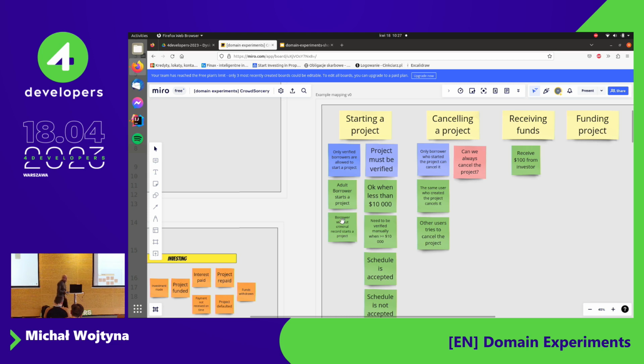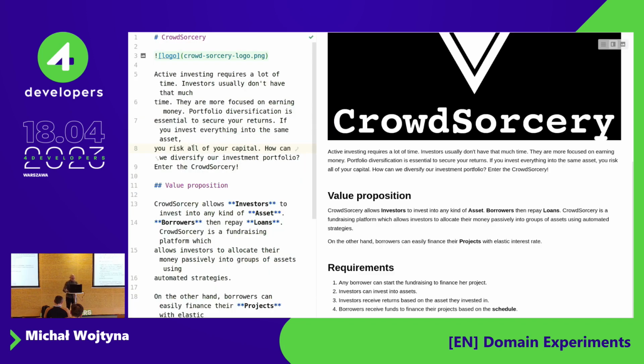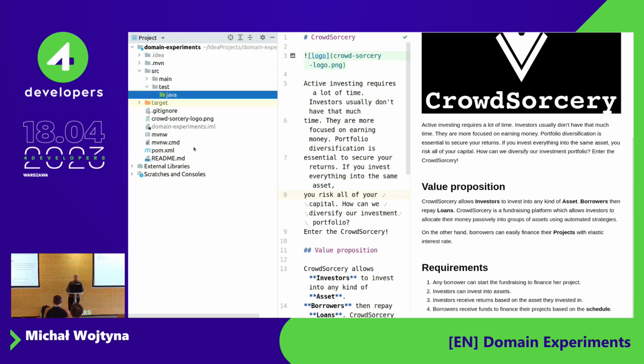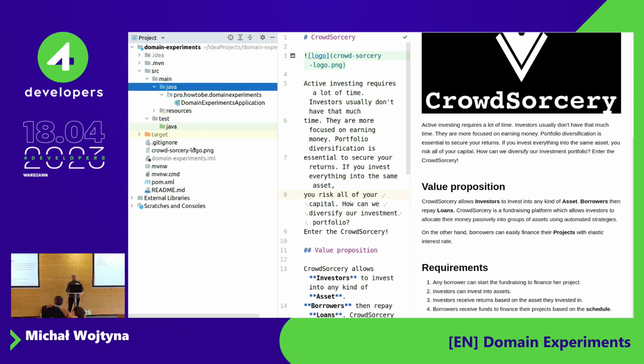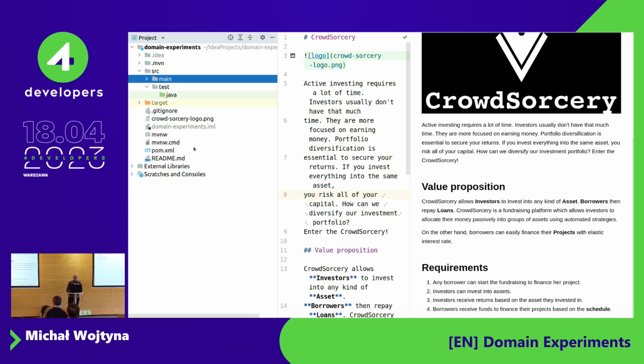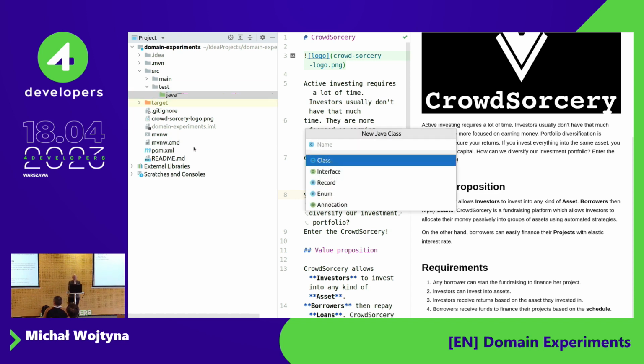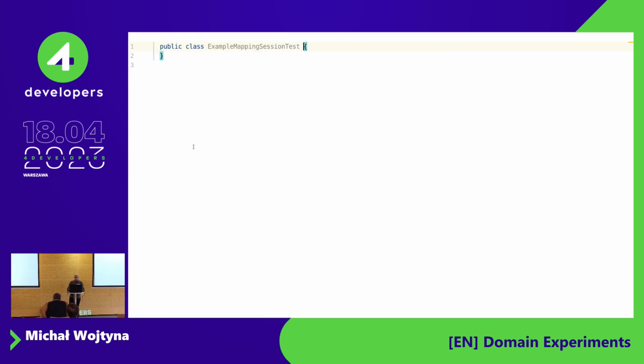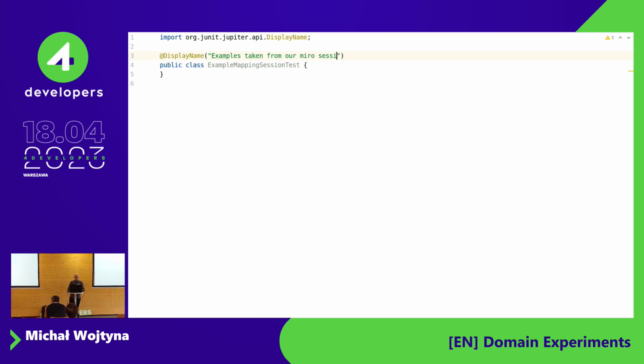So what I propose is to jump immediately to the code and start writing it. Let's experiment, let's have some fun. I'll start with virtually nothing. I've got a simple bootstrapped Spring Boot application, completely empty. So what I do now, I create a class. It might be called something like example mapping session. You see, I started with some tests. I'm using JUnit here, so I might give it a good name: examples taken from our example mapping session.